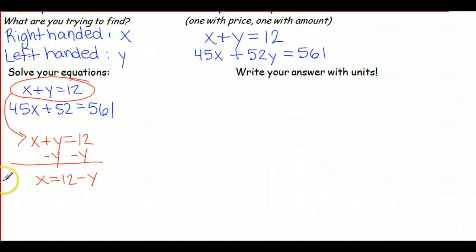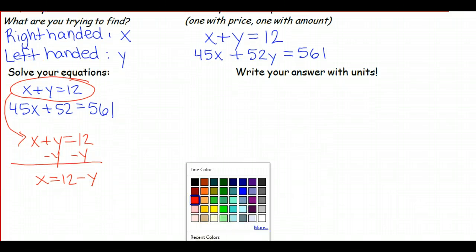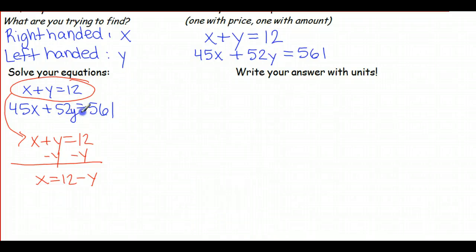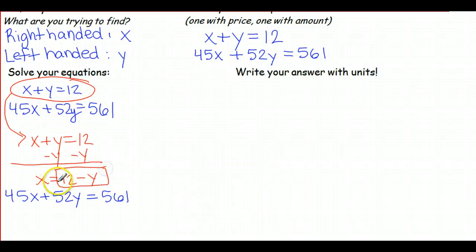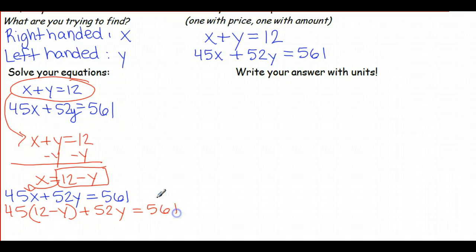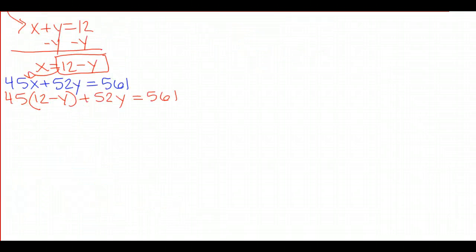I'm going to scroll down just a little bit. Oh, I just noticed that I forgot to put my y variable in my equation up here. Okay, so I'm going to take that equation, 45x plus 52y equals 561, and now that I know the value of x, which is 12 minus y, I'm going to plug it in for x. So now we have 45 times (12 minus y) plus 52y equals $561. So I'm going to go ahead and keep solving this problem.